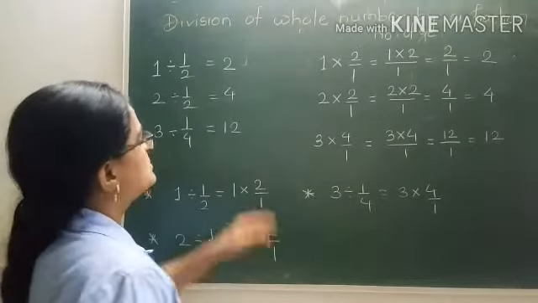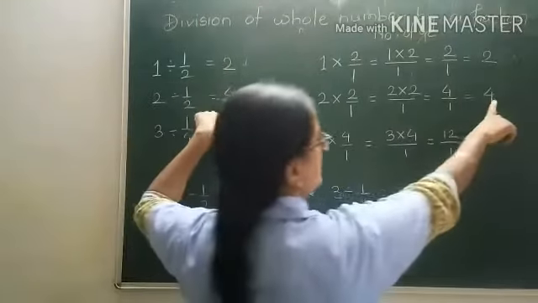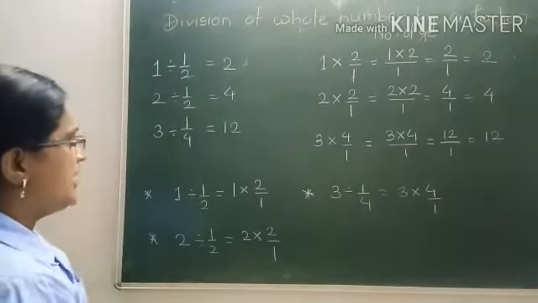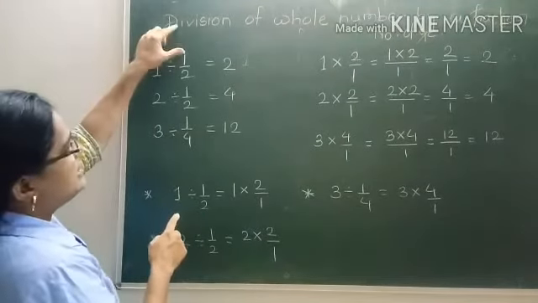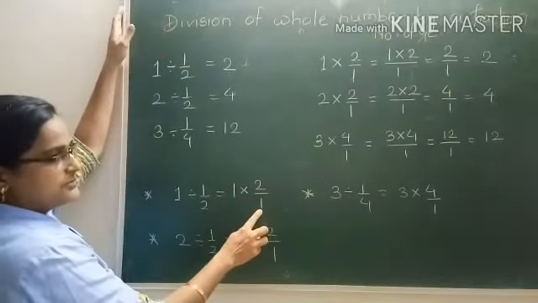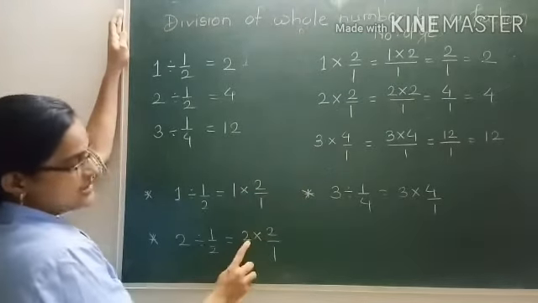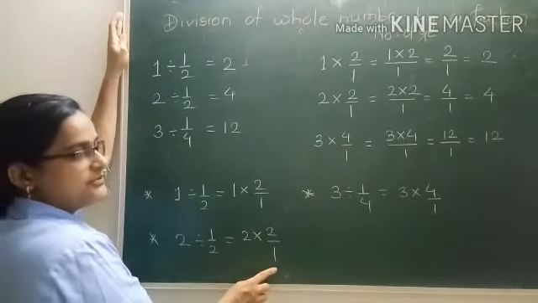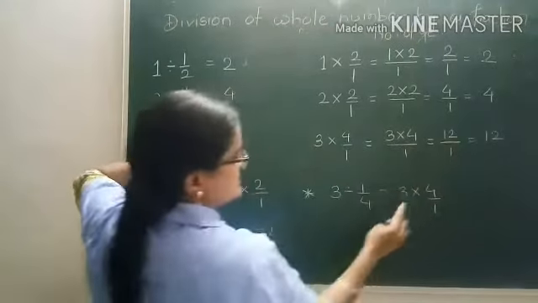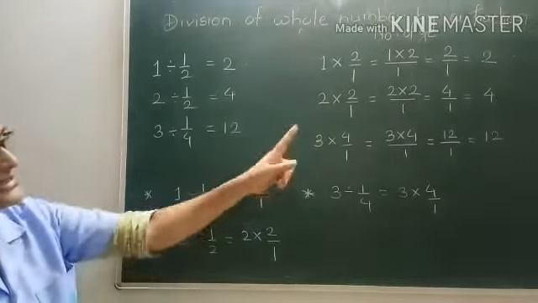So if you observe, here the answer is 2. Here also it is 2. Here it is 4. Here also it is 4. Here it is 12. Here also it is 12. So may I then say that 1 divided by 1/2 is same as 1 multiplied by 2 upon 1. Correct? 2 divided by 1/2 is same as 2 multiplied by 2 upon 1. 3 divided by 1/4 is same as 3 multiplied by 4 upon 1. Okay, same answers we are getting.